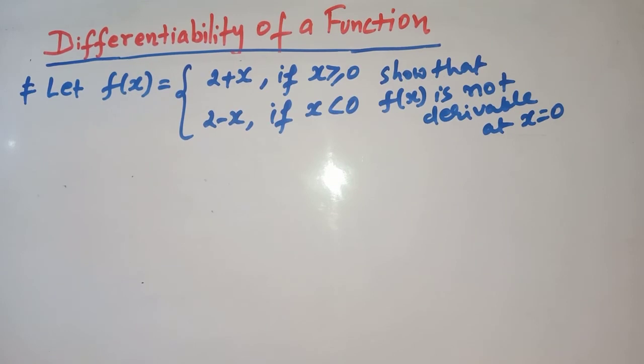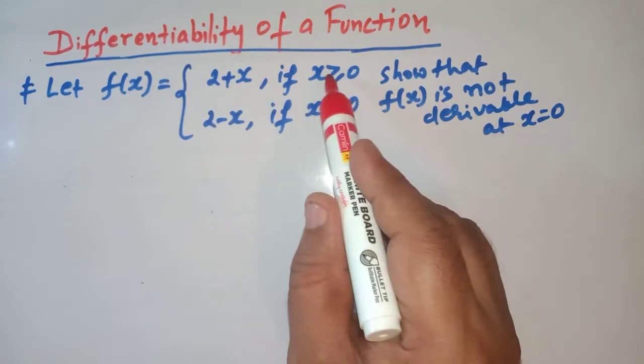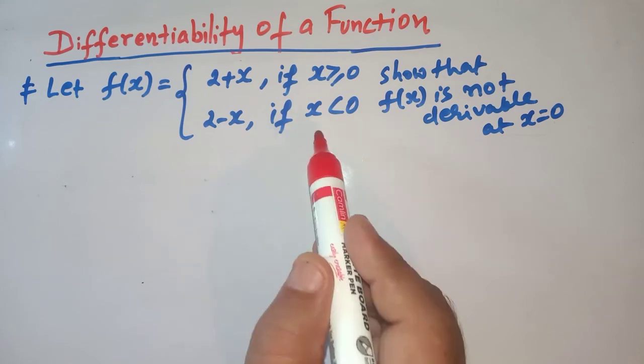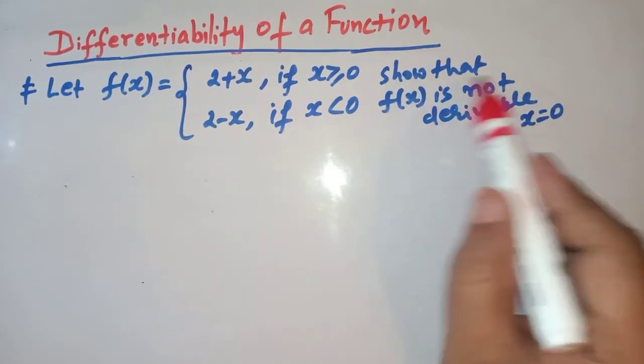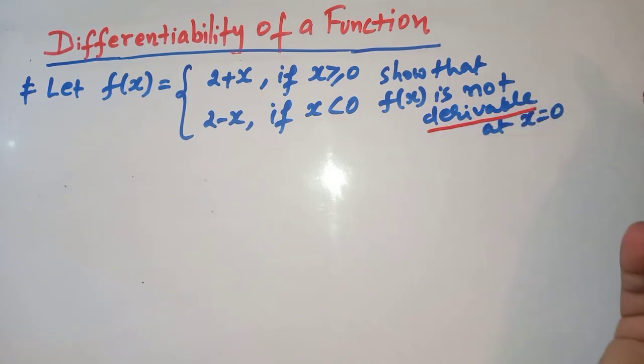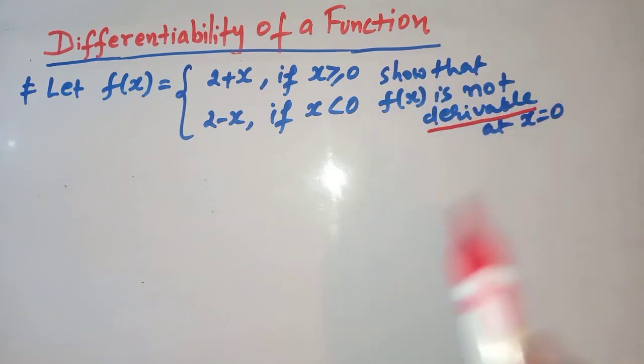So viewers, now let us take one more problem. Here we have f(x) = 2 + x when x is greater than or equal to 0, and 2 - x if x is less than 0. And here we have to show that f(x) is not derivable. Derivable and differentiable are the same thing. So we have to show that f(x) is not derivable at x = 0.